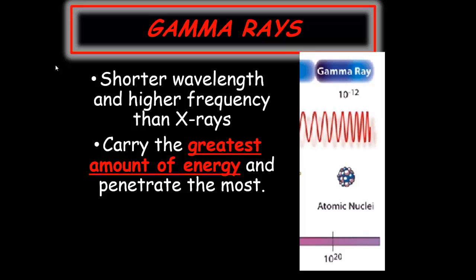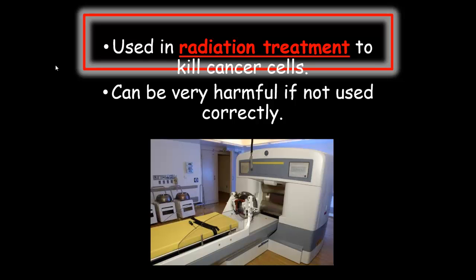We do use gamma rays for radiation treatments to help with cancer treatments. It's very harmful, of course, if not used correctly, because it can kill our cells.